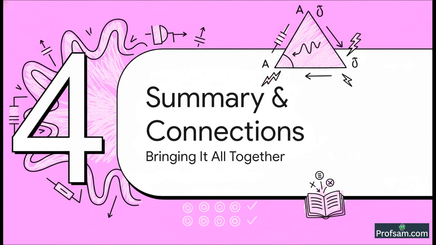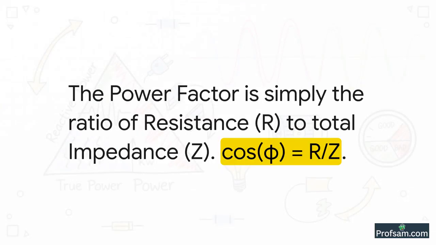Okay, so let's bring this all together now. We'll see how this topic connects to things we've already learned, and then we'll quickly summarize the most critical points that you absolutely must remember for your exams. Remember our topic of series LCR circuits? And that concept of impedance, Z, which was the total opposition to the current? Well, there's a beautiful direct connection here. The power factor, cos phi, is simply the ratio of the resistance, R, to the total impedance, Z. This is a very powerful and important formula to remember. It clearly shows us that when a circuit is purely resistive, Z equals R, and the power factor becomes 1.